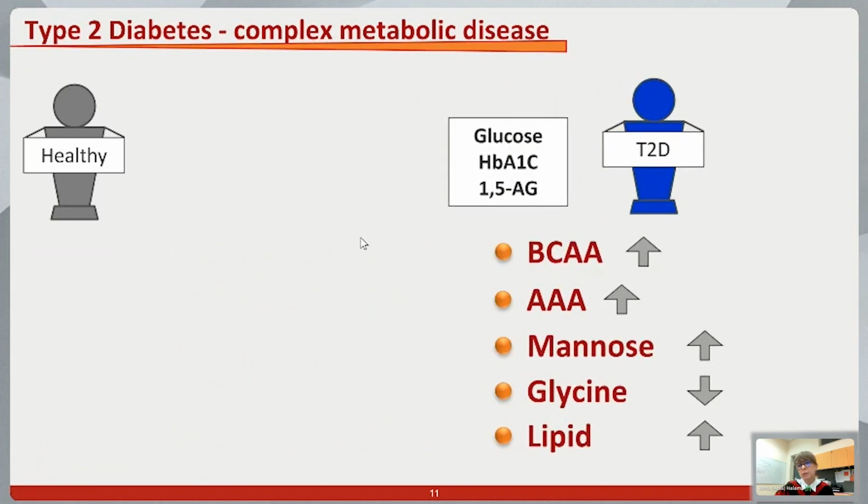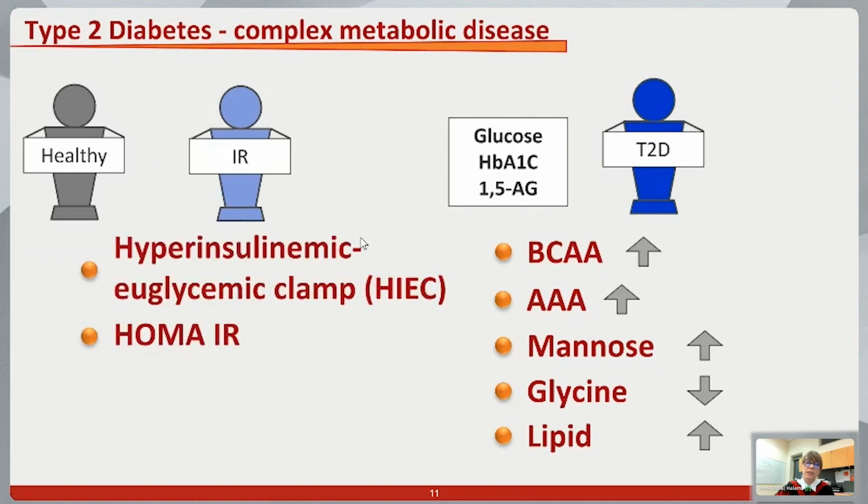But type 2 diabetes is preceded by insulin resistance. If we think about how insulin resistance is determined, the gold standard here is the hyperinsulinemic euglycemic clamp, or HOMA-IR. Monitoring with the hyperinsulinemic euglycemic clamp is a pretty invasive method, because you need to put your patient into hyperinsulinemia and then monitor the amount of glucose which needs to be injected to reach normal glycemia.